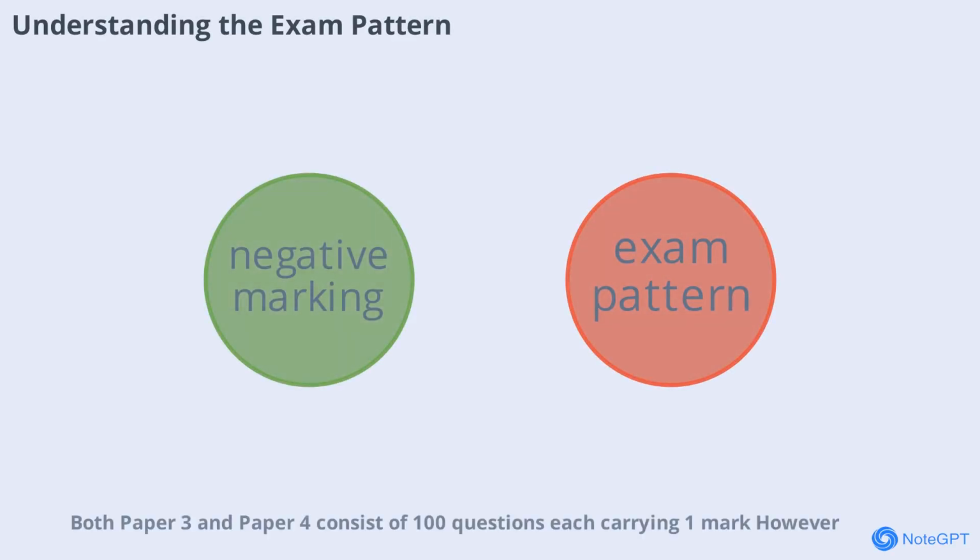Both Paper 3 and Paper 4 consist of 100 questions, each carrying 1 mark. However, there's a catch. For every wrong answer, you lose 0.25 marks due to negative marking. This means you need to be strategic about which questions you attempt. Don't rush to answer every question, focus on accuracy as much as speed. Understanding this pattern helps you plan your approach and avoid unnecessary mistakes that could cost you valuable marks.